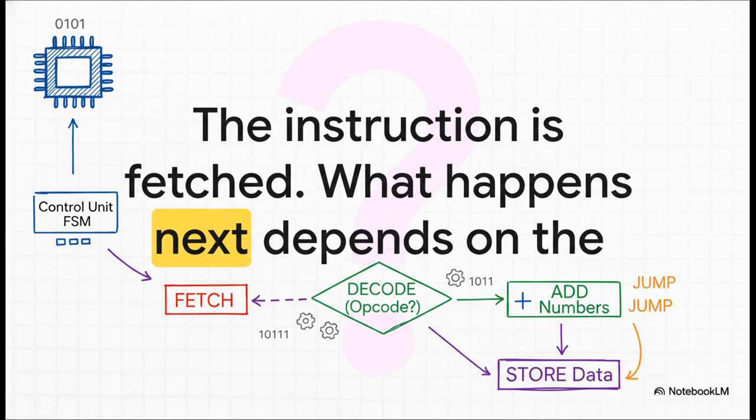The big question is, what happens next? Well, that all depends on the opcode. How does the CPU actually add numbers, or store data in memory, or make a decision to jump to a totally different part of the program? Well, that's a story for our next explainer.